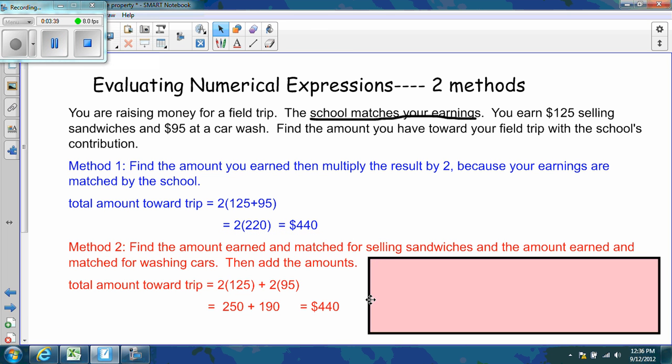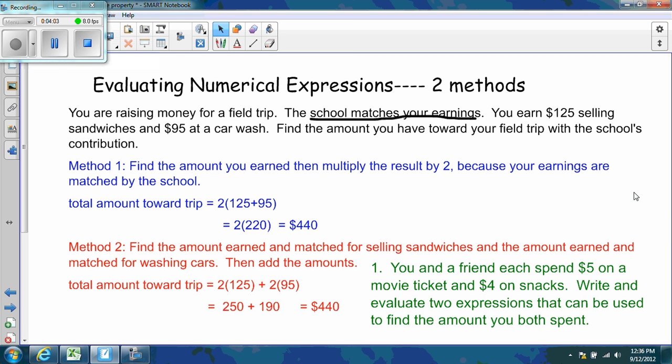Using the distributive method, find the amount earned and matched for selling sandwiches, then find the amount earned and matched for washing cars, and then add the amounts together. So we could say 2 times 125 plus 2 times 95. We just use the distributive property up above. So 250 plus 190, we also get $440.